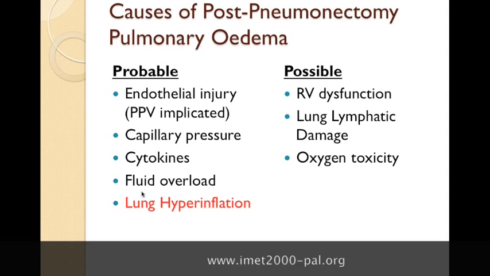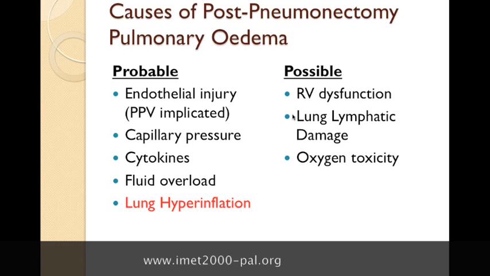Fluid overload is considered to be a probable cause. Lung hyperinflation, though, is the big cause. Remember I talked about the old studies where we used to give 15 mils or 10 mils per kilo to patients' lungs. We no longer do that because we realize that this is a major cause of lung injury.